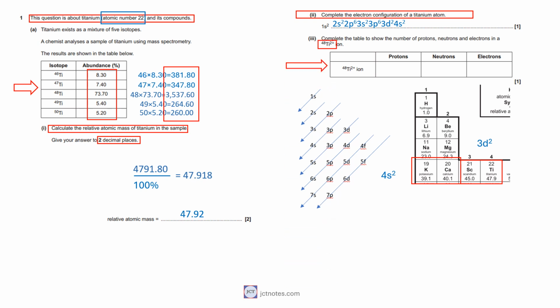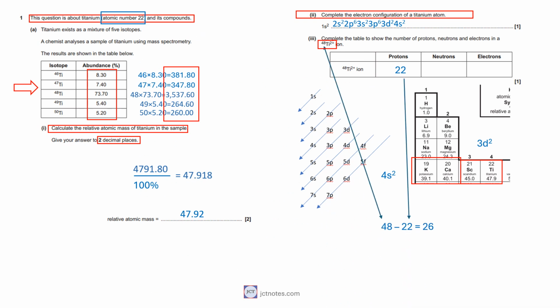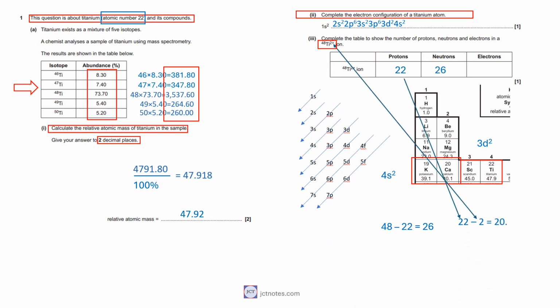The last question asks to complete the table to show the number of protons, neutrons, and electrons in an ion of titanium-48 with 2 positive charges. As the atomic number of titanium is 22, the number of protons is 22. The problem asks for the isotope 48, then, number of protons plus number of neutrons equals 48, therefore, the number of neutrons is going to be 48 minus 22 equals 26. Finally, since titanium 2+ is the ion form, the atom has lost 2 electrons from its neutral state of 22 electrons. Thus, the number of electrons is 22 minus 2 equals 20.